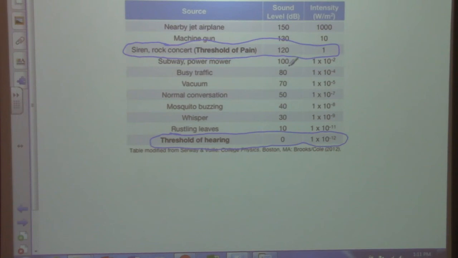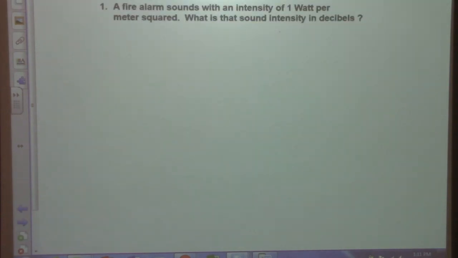Most of the below 100 decibels, busy traffic, that's not going to hurt your ears long term, is it? I mean, I guess it can depend on what it is. But so we go to the problems here.